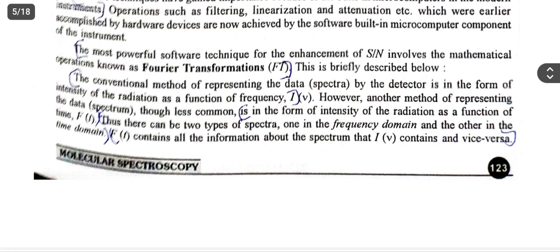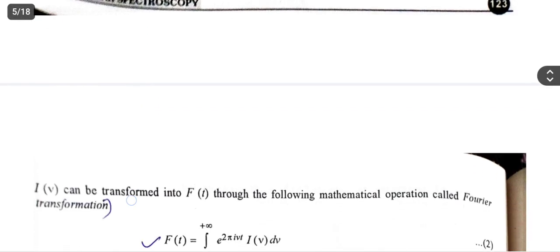The conventional method of representing the data spectra by the detector is in the form of intensity of the radiation as a function of frequency. However, another method of representing the data spectrum, though less common, is in the form of intensity of radiation as a function of time. Thus, there can be two types of spectra, one in the frequency domain, another in the time domain. F(t) contains all the information in the spectrum that I(ν) contains and vice versa.